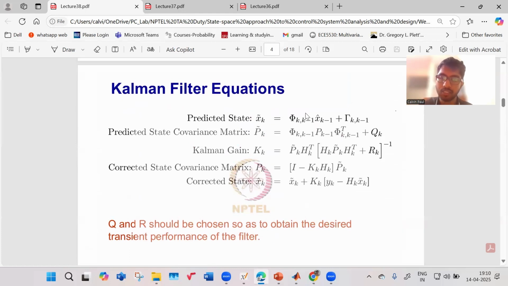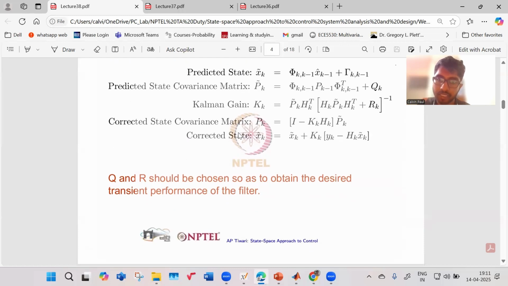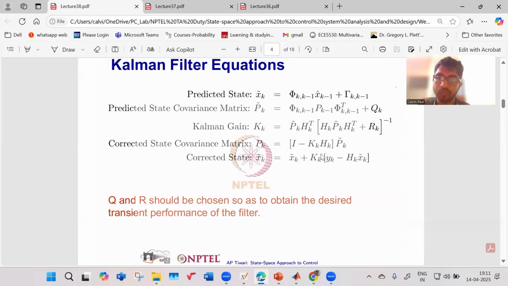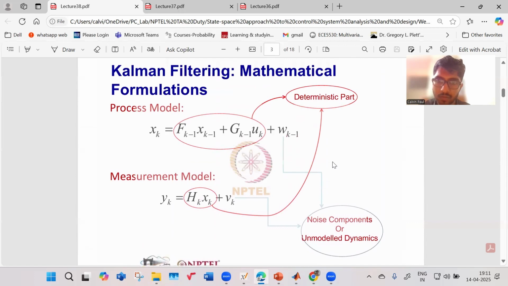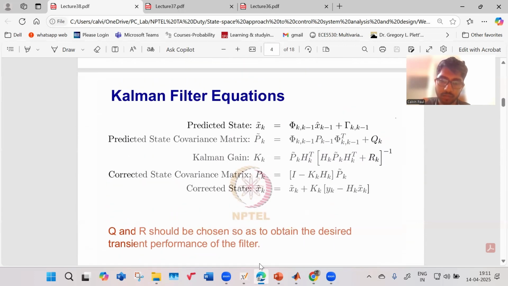So these are Kalman filter equations. Okay, so this is our phi t. This is a gamma t. Here u will be there. Pk is phi k, k minus 1 pk plus 1 phi k, k minus 1 transpose plus qk. And then this is the Kalman gain which has to be used. And this is the corrected state covariance matrix pk. And this is the corrected state xk. Okay. So this is the equation which was considered. What is xk? Is the output.